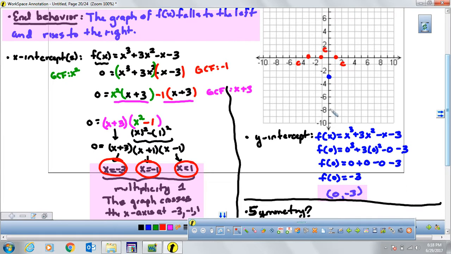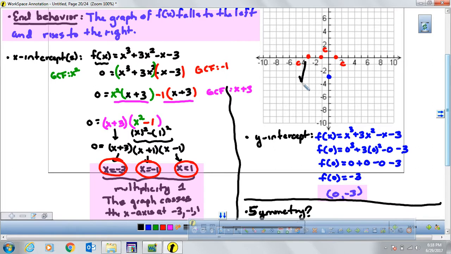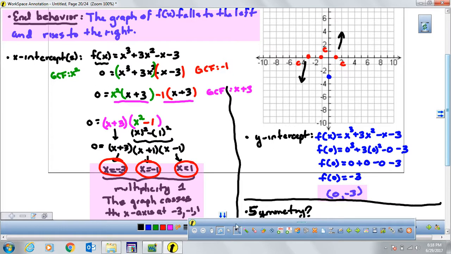Then we have to put the end behavior. What does the end behavior tell me? That it falls on the left side. So that means that on the left side the graph is going to go down, and on the right side it's going to rise, meaning it's going to go up. And then there is no symmetry, so that's fine. And remember that the maximum number of times that you can turn the graph is 2 times.